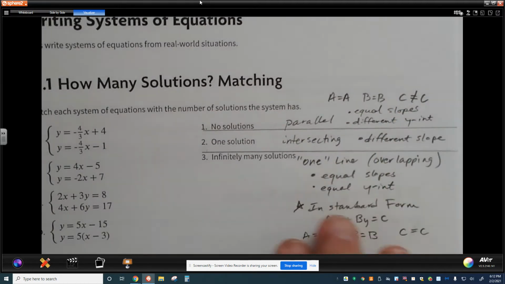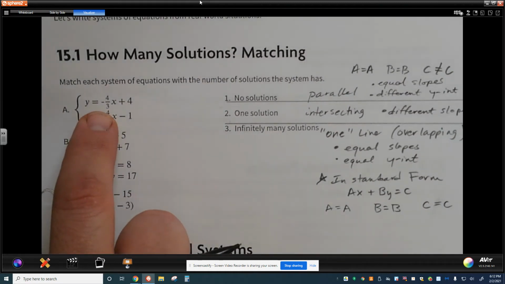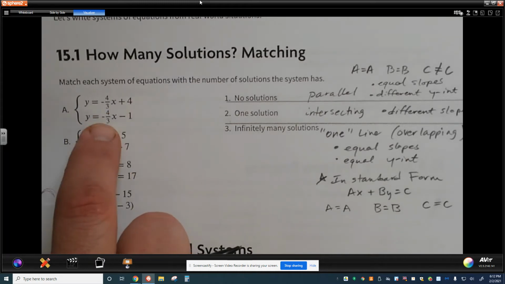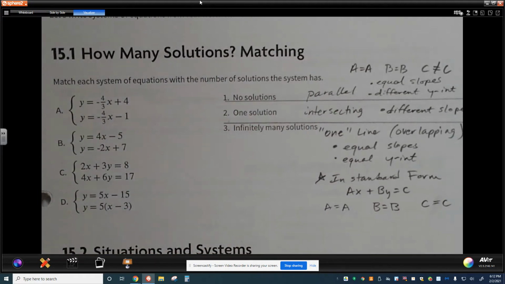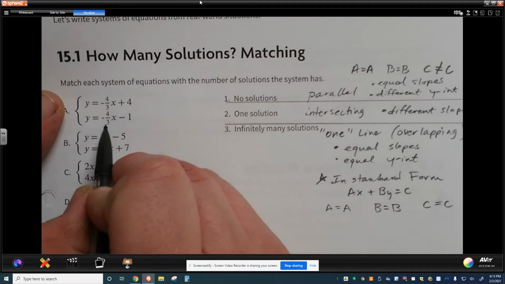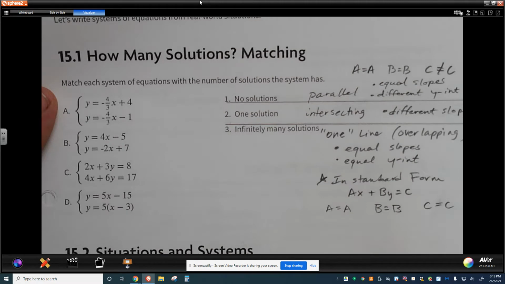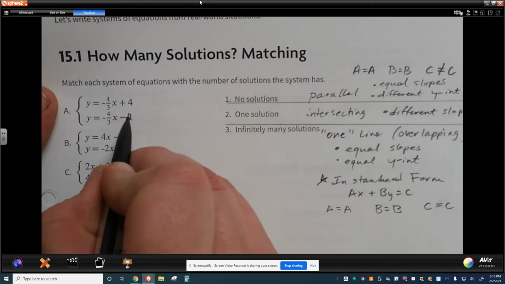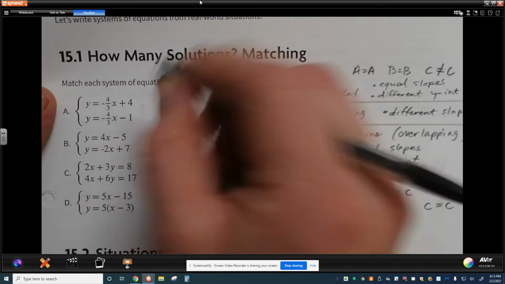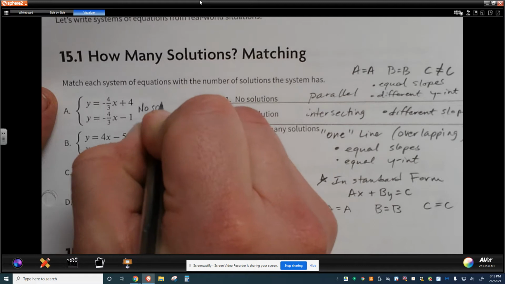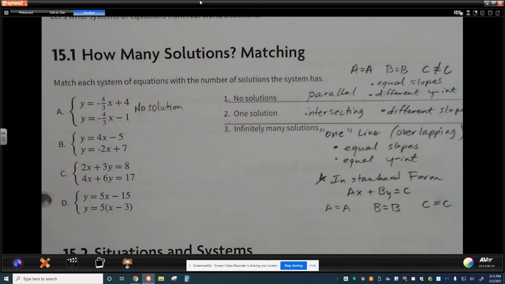So let's take this information right here and let's classify these. The very first set right here, y is equal to negative 3/4 of x plus 4, and y is equal to negative 4/3 of x plus negative 1. What we see right here is we see the slopes as the coefficient of x are equal. So we know right now that this is not one solution because the slopes are equal. But we see that they intersect the y-axis at different points. This one would have to be, number one, no solution. Simply because we see that the lines are parallel, they have the same slope, but they don't pass through the same point.